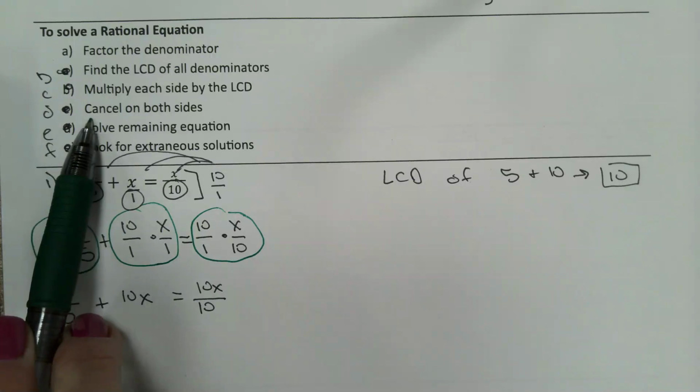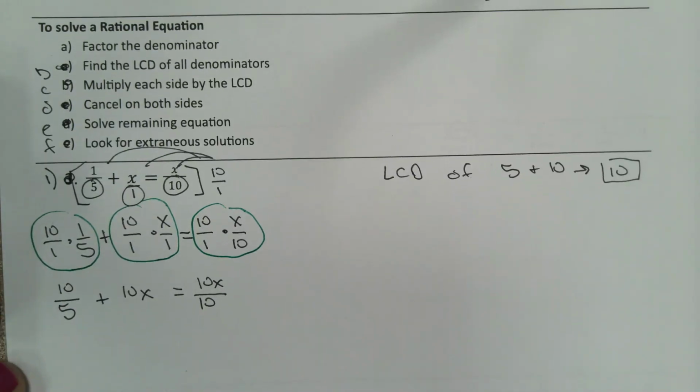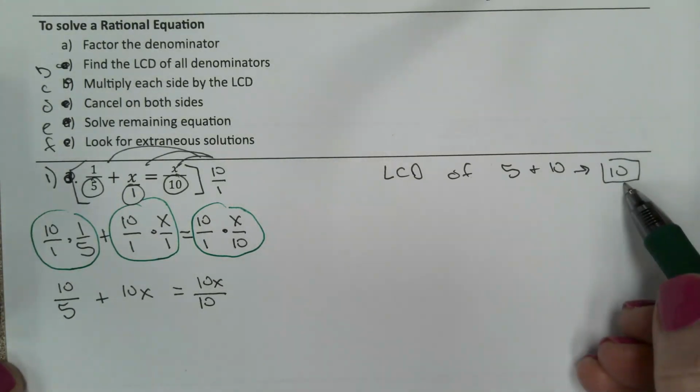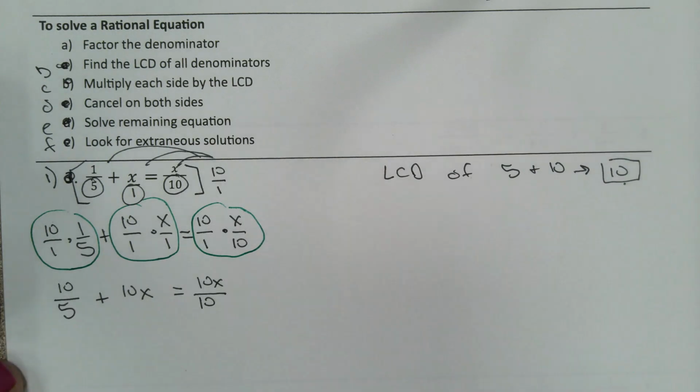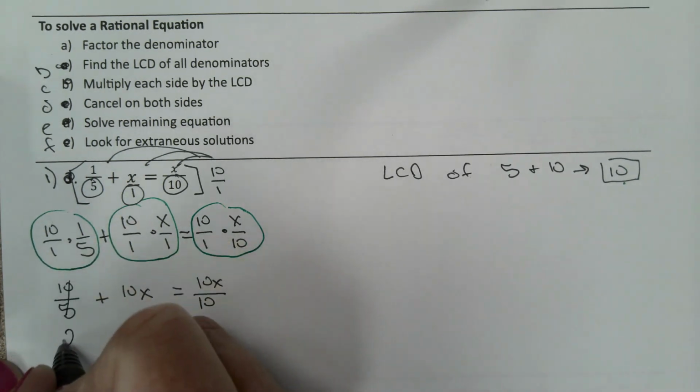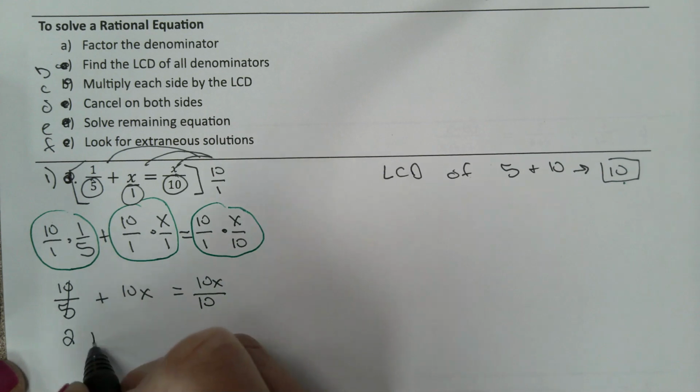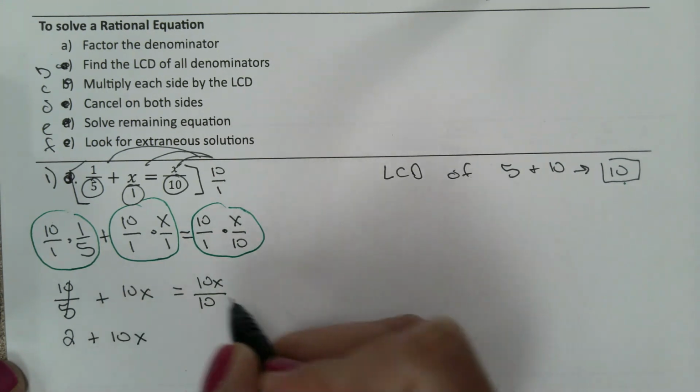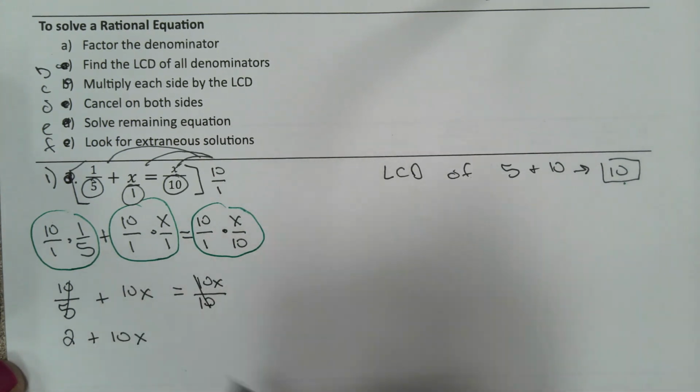Step 4 says you need to cancel both sides. When I multiplied by 10, I was multiplying so that I could cancel and not have any fractions anymore. So 10 divided by 5 reduces to 2. Bring down your plus 10x, and then the 10s cancel each other out, and that equals x.